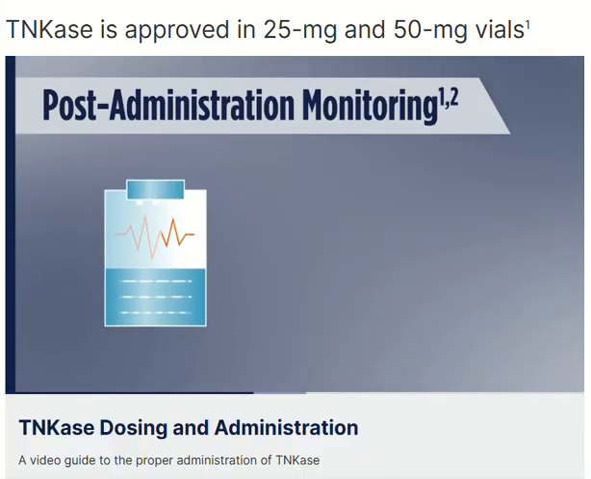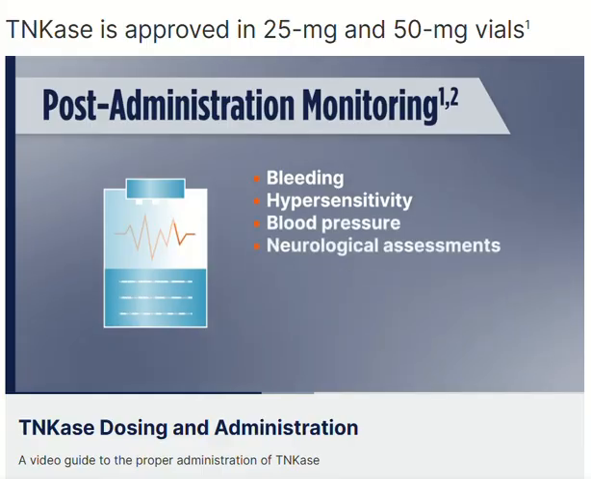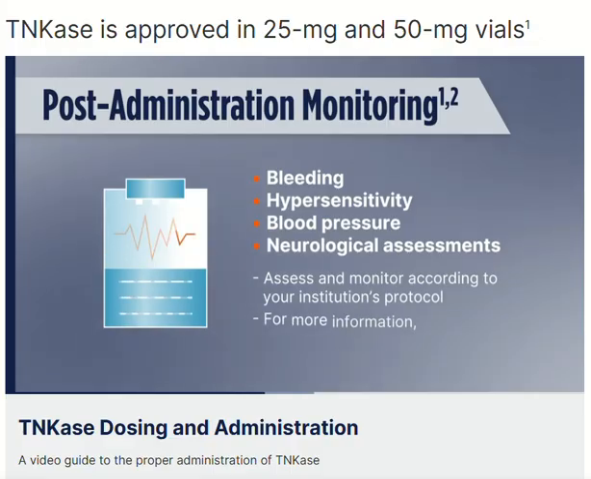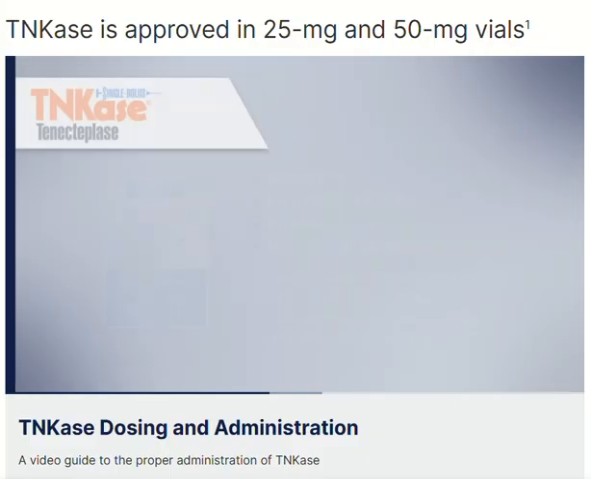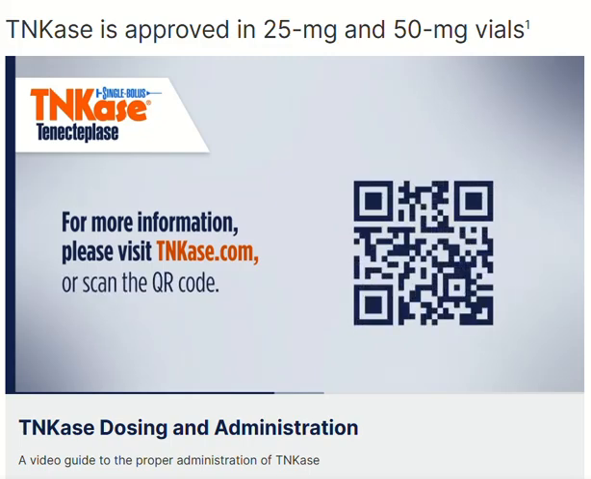Following administration of thrombolytics, assess and monitor patients according to your institution's protocol. Check for bleeding and signs of hypersensitivity, monitor blood pressure, and perform neurological assessments. Consult the American Heart Association and American Stroke Association guidelines for acute ischemic stroke for more information. For more information, please visit TNKase.com or scan the QR code.